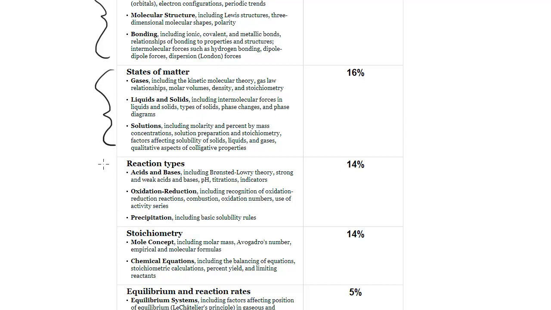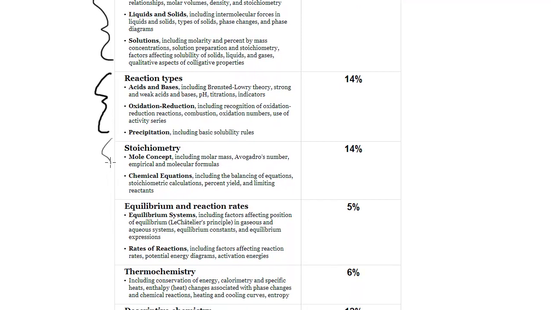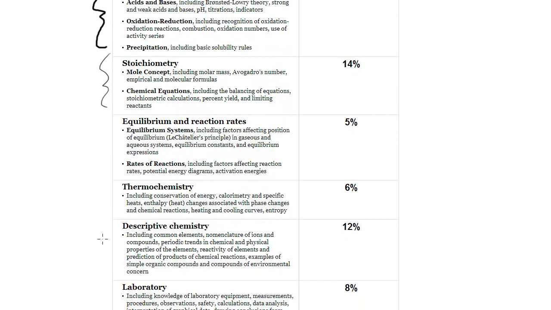The next is your reaction types. So this includes your acids and bases, your redox chemistry, and precipitation. So this kind of goes as well with the solution stuff. You're going to need to know the solutions before a lot of this stuff makes sense as well. The next 14% is stoichiometry. So this is mole ratios, they even include chemical equations, balancing, percent yield, all that kind of stuff is under stoichiometry.